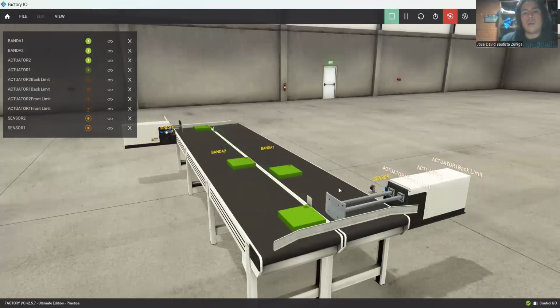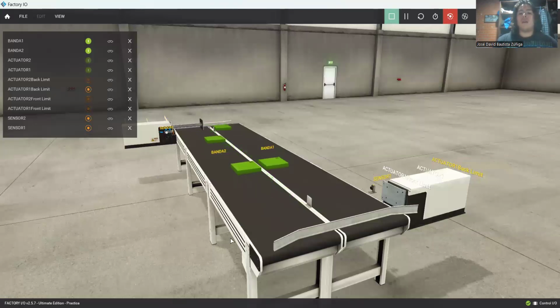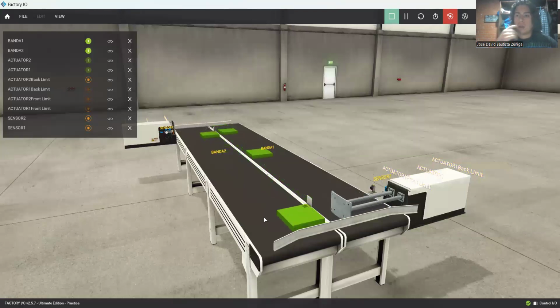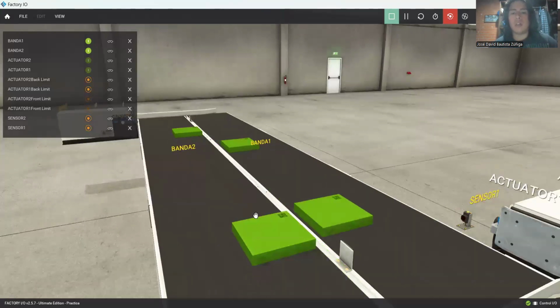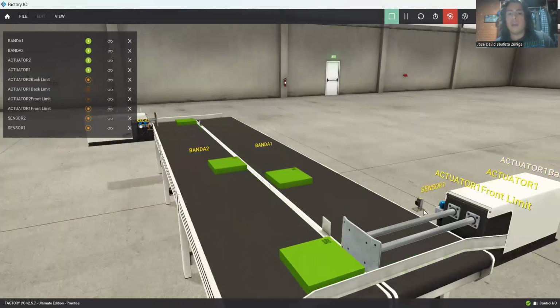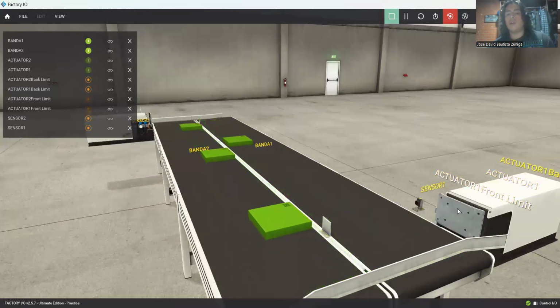So I think, as you can see, the simulation is running great. The bands actually stop, which is one of the common mistakes that I saw in classroom among my classmates, that the band didn't stop. As you can see here, the band does stop. The sensor does sense that the box is right there, and the pusher moves it to the other band.